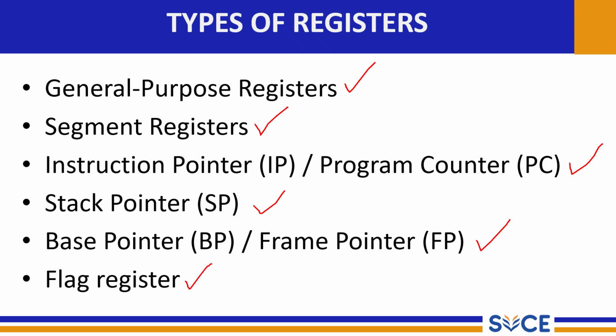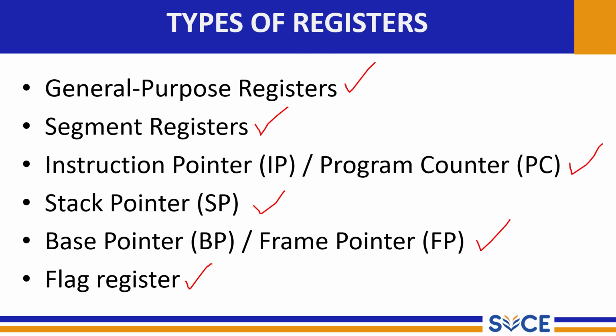The first topic is the general purpose register. Examples are EAX, EBX, ECX, EDX in the x86 architecture, or X0 to X30 in the ARM architecture.